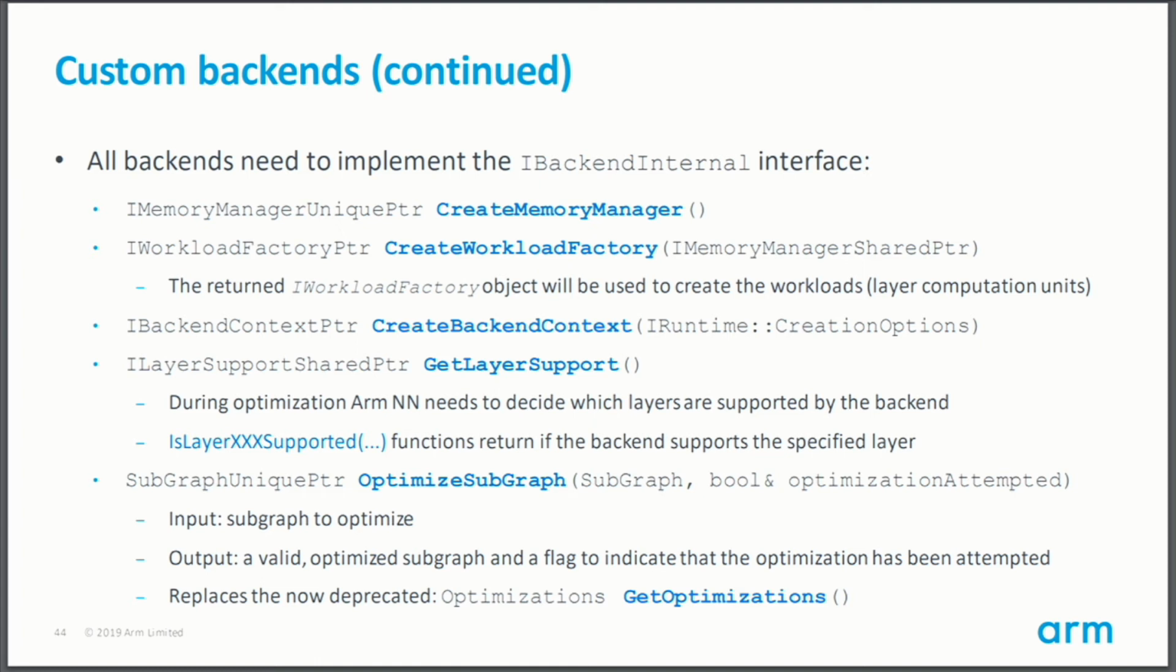And the optimize subgraph function, to do the subgraph optimization if you have any that you can support. The output from the optimized subgraph is a valid optimized subgraph and a flag to indicate that the optimization has been attempted. The flag is passed in as an output parameter. Previously, in earlier versions of Arm NN, we had a get optimizations function call for the backends, but that's now been deprecated because the optimized subgraph is much better.